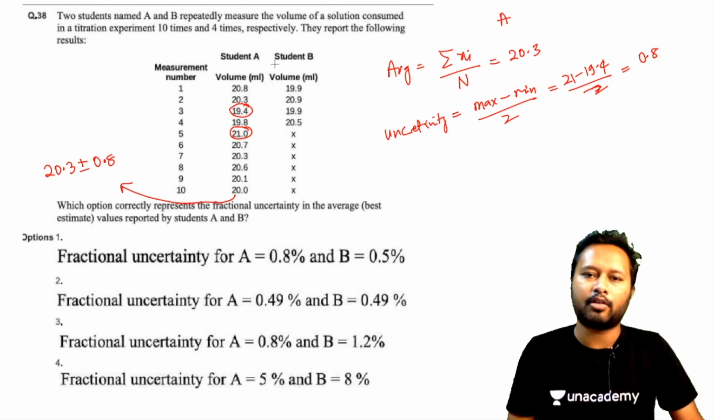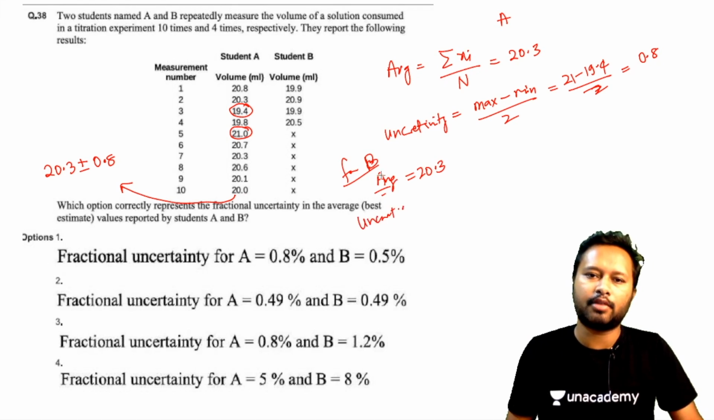Okay, now talking about B. If you want to calculate the average, the number n should be 4 only. The total number in the earlier case was 10, but here it should be 4 because only 4 readings have been taken. So for B, when you calculate the average, it will again come out to 20.3.